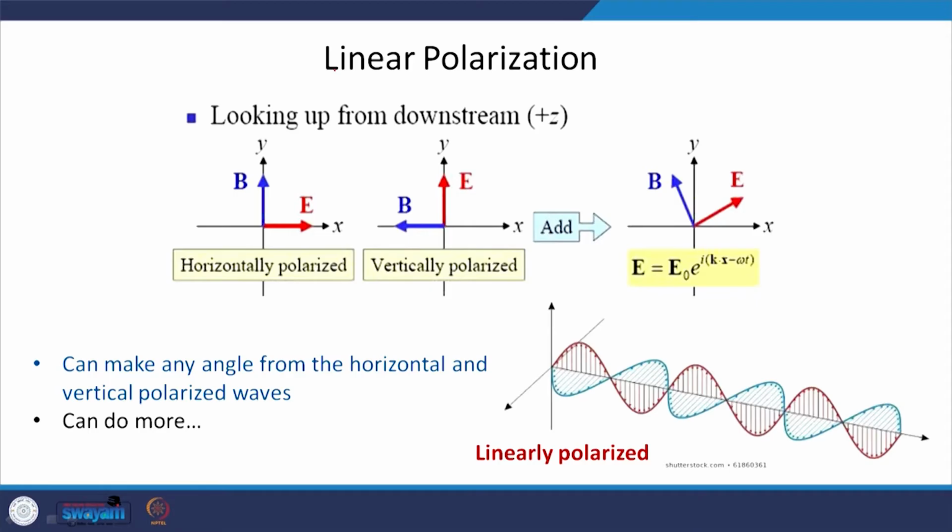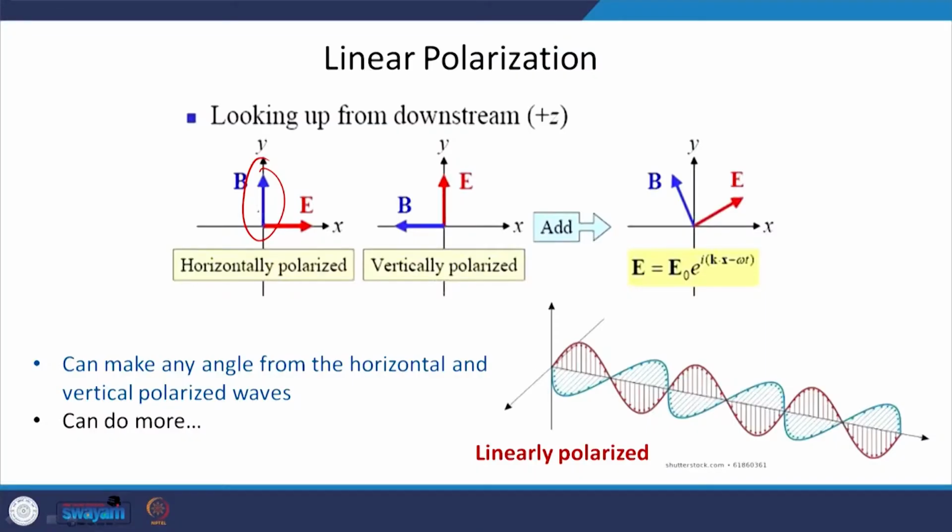So, if we look at linear polarization, let us say that the wave is going in the plus z direction, and we see it from the bottom. What will we see? We will see the electric and magnetic field vectors.